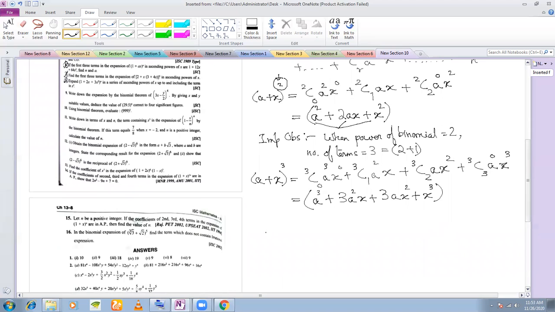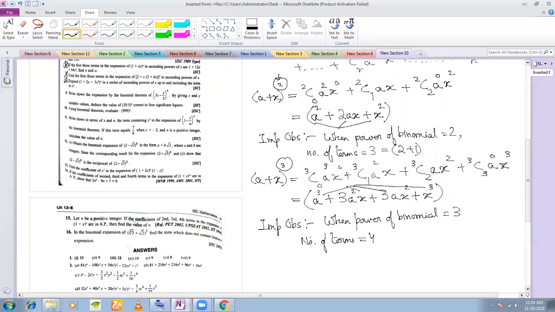So what you see again here is, when the power of the binomial is 3, how many terms are there? 1, 2, 3, and 4 terms. The number of terms in the expansion is equal to 4.